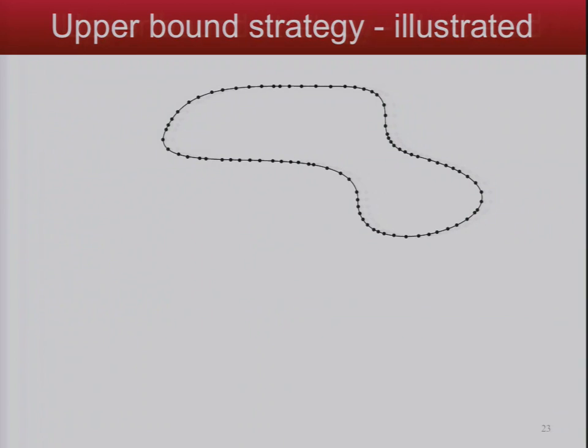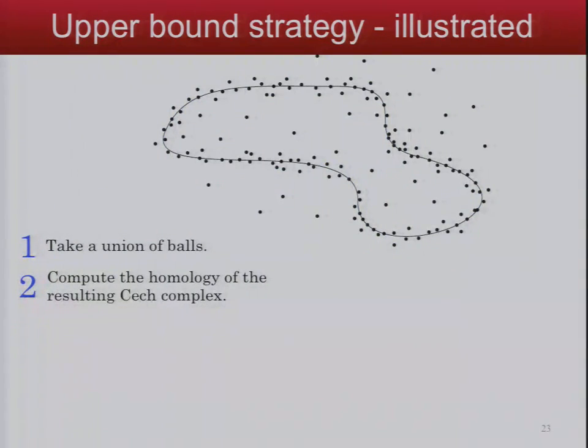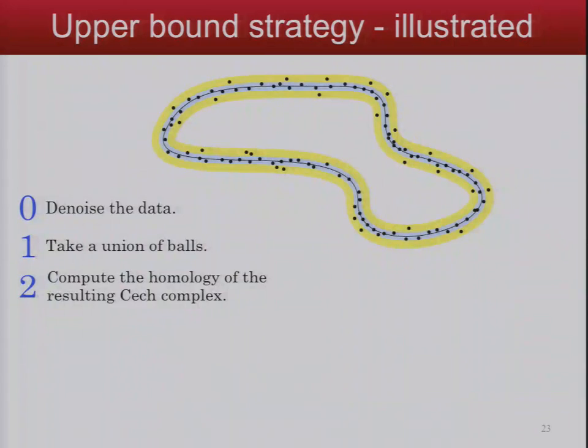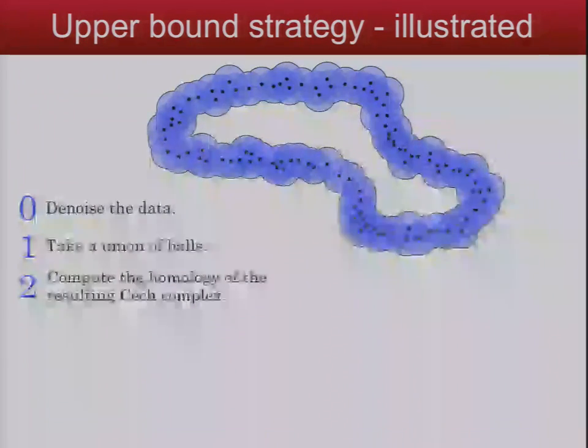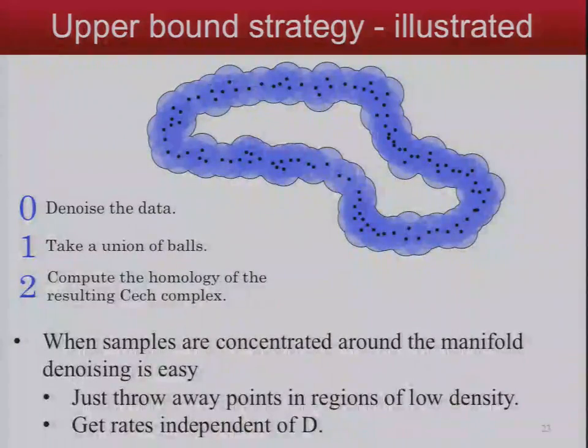In the noiseless case, you get a bunch of points, you take a union of balls, and compute the homology of the resulting Čech complex. One thing that you can easily generalize this to is when the samples are concentrated around your manifold, but there's some noise around it. In this case, you denoise the data, and the way to do this is you take a kernel density estimate and you throw away points in regions of low density. Then you take a union of balls around the points that survive, and you can show that this has the right homology. So when the samples are concentrated around the manifold, denoising is in some sense easy, and you will always get rates independent of D.